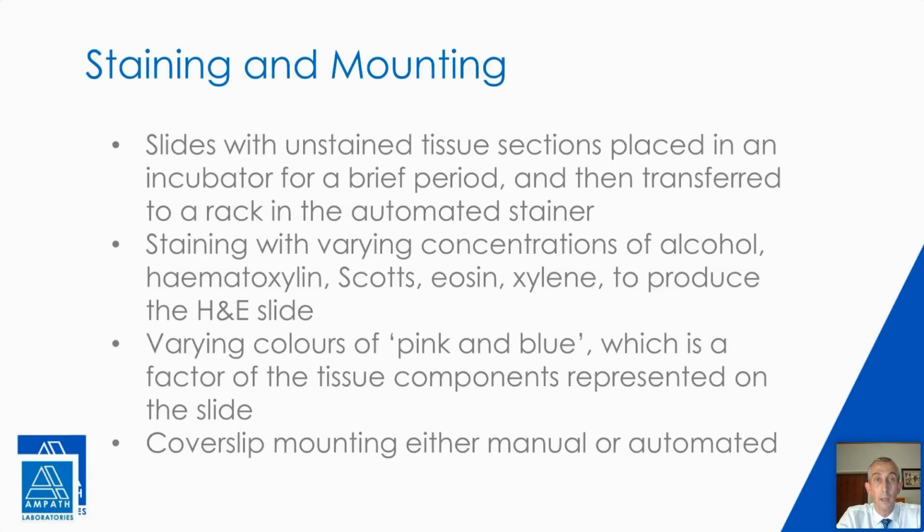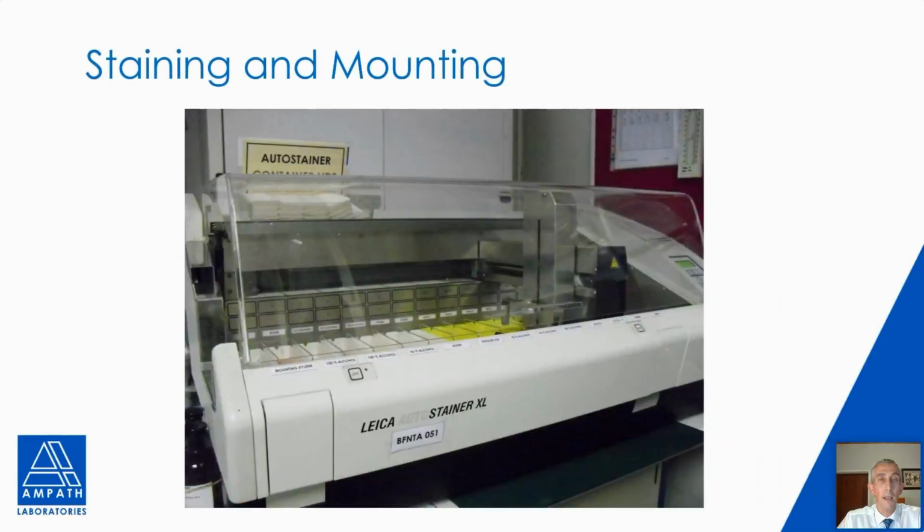And this is simply a factor of the tissue components represented on the slide. Once stained, a cover slip is placed on the slide. This can be done either manually or also by an automated process. And here is a photo of our automated stainer. Towards the right, one can see a vertical mechanical arm which moves the slide through the varying concentrations of hematoxylin, alcohol, Scott's eosin, and xylene.